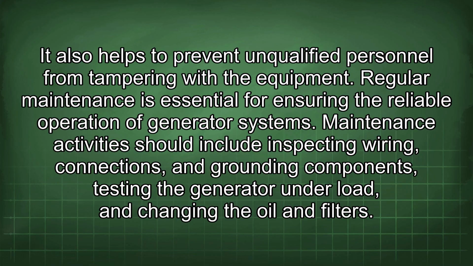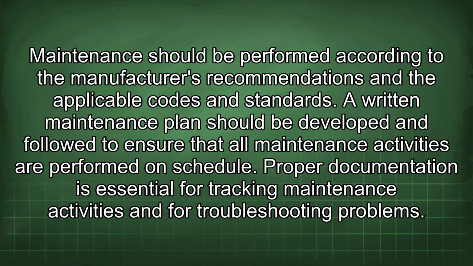Regular maintenance is essential for ensuring the reliable operation of generator systems. Maintenance activities should include inspecting wiring, connections, and grounding components, testing the generator under load, and changing the oil and filters. Maintenance should be performed according to the manufacturer's recommendations and the applicable codes and standards. A written maintenance plan should be developed and followed to ensure that all maintenance activities are performed on schedule.